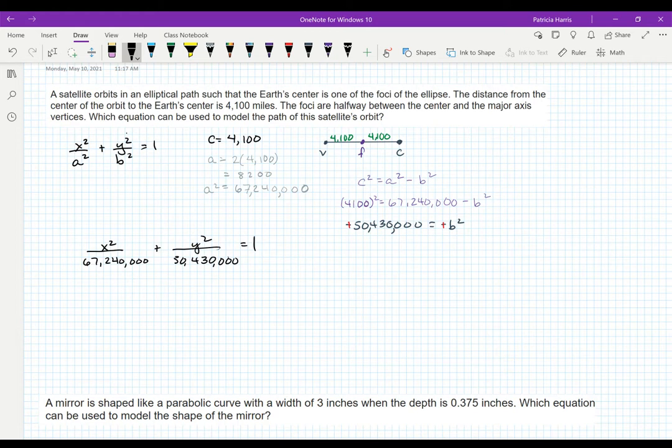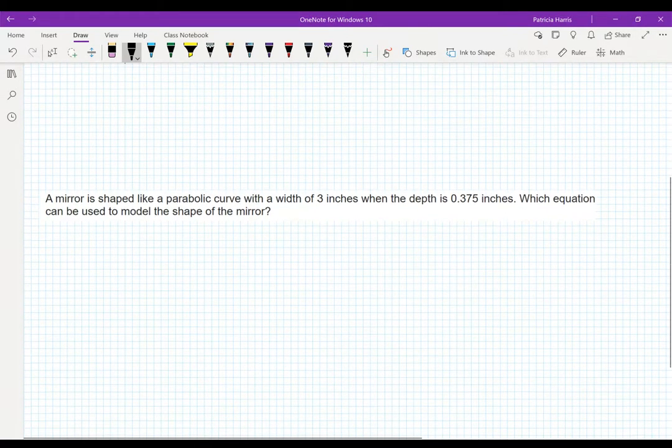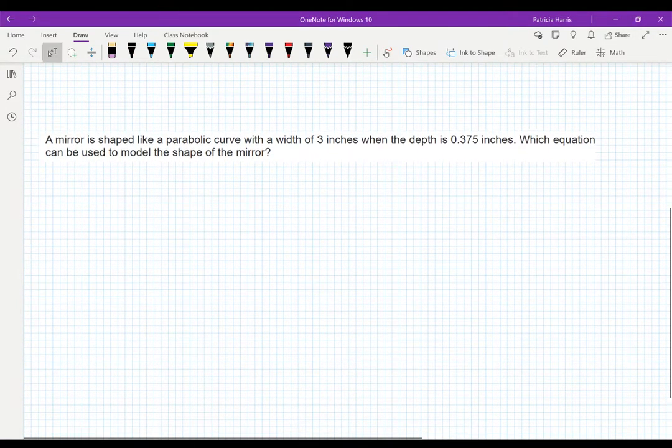Okay, so let's do this next one. This one deals with a parabola. Again, we're going to assume a vertex of 0, 0. And if you look at your answer choices, they're all of the form y equals 1 over 4p x squared. So that makes it a little easier. We know what our parabola looks like.